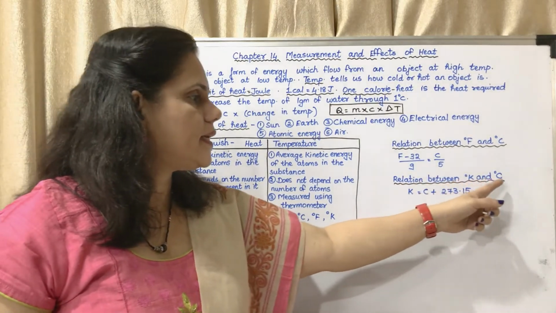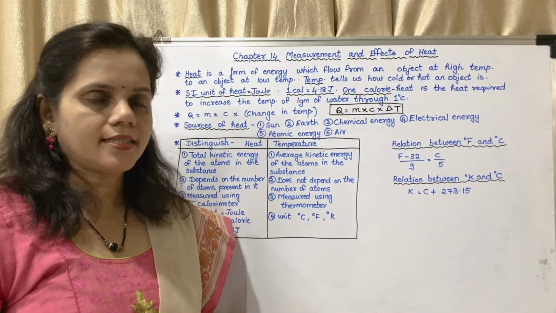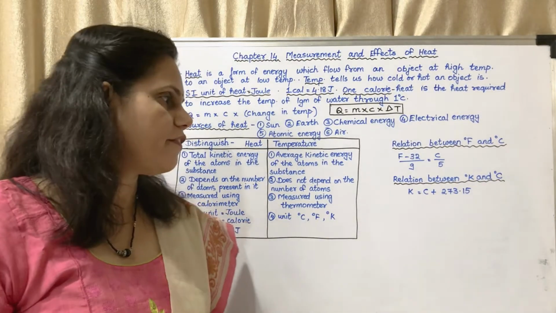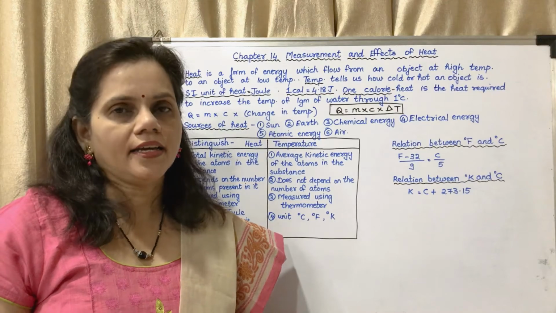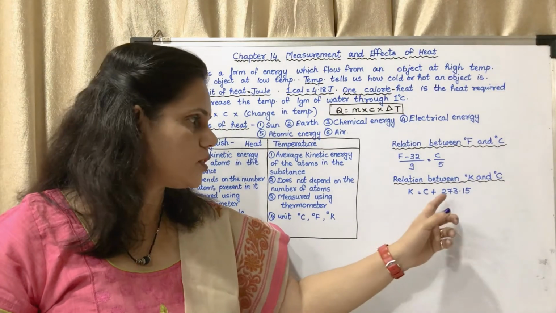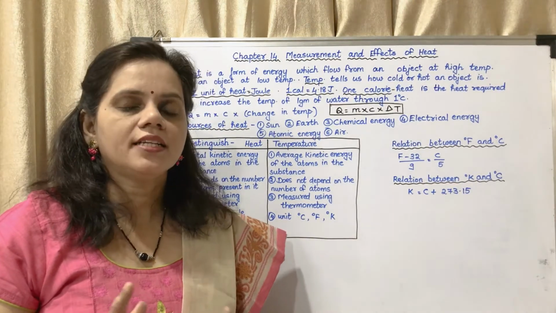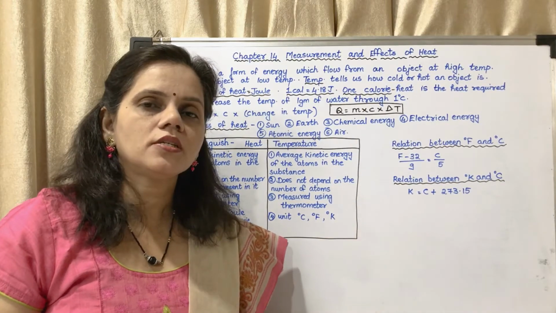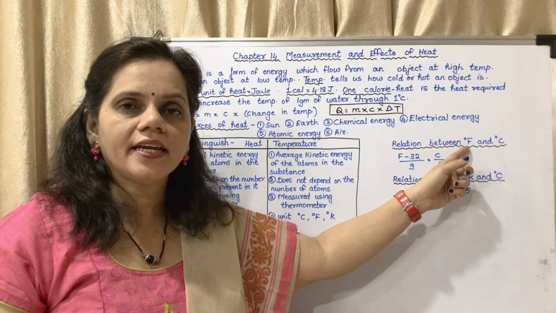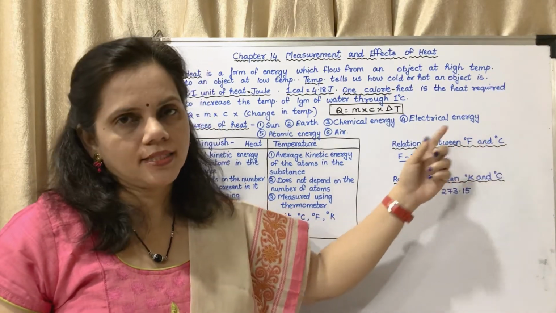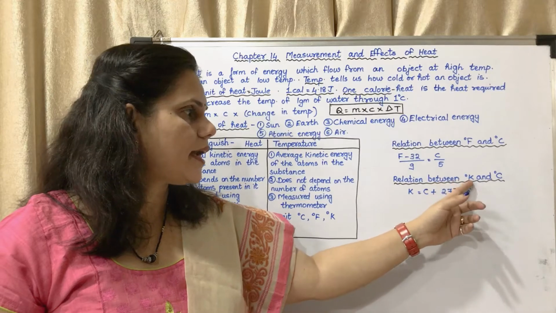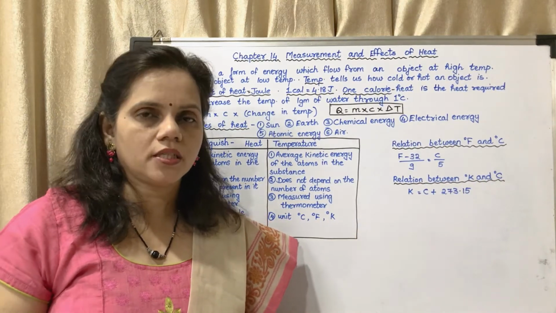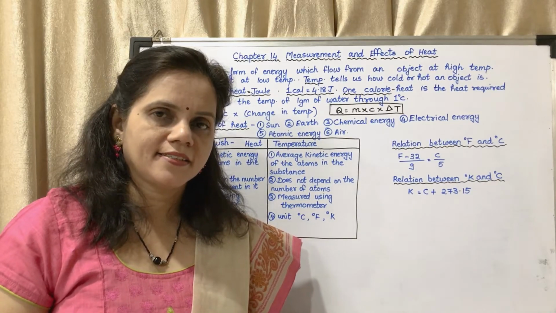The relation between degree Kelvin and degree Celsius: K = C + 273.15 degree Kelvin. Sorry, 273.15. This relation you have to learn. Now with the help of these equations, we can convert Fahrenheit into Celsius or Celsius to Fahrenheit, and K to Celsius or Celsius to Kelvin. You are having those questions. We will discuss it next.